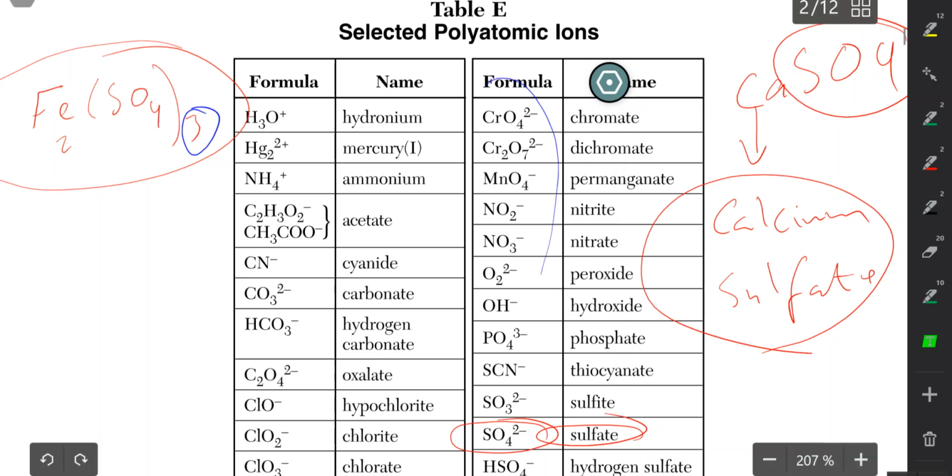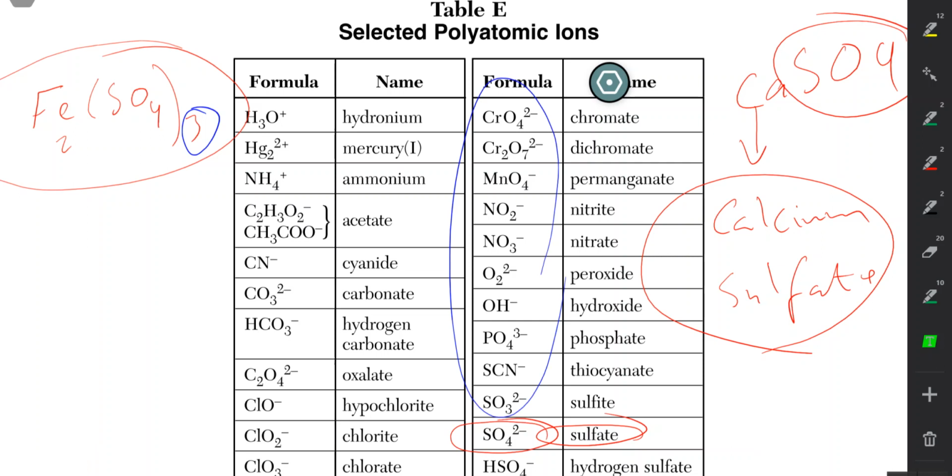Those numbers that are on table E, consider them like ligaments for the actual polyatomic ions. If you move them, you're actually kind of like cutting them in half, or you're messing them up. So don't touch those numbers. You have nothing to do with these numbers.